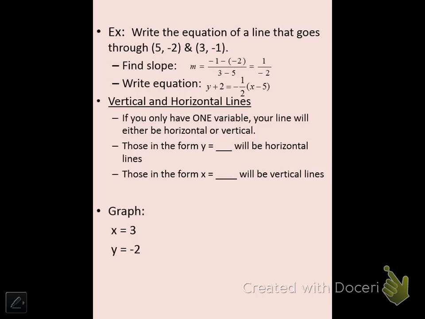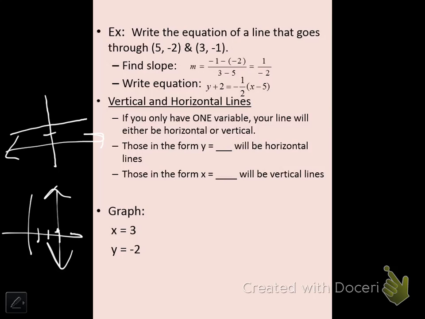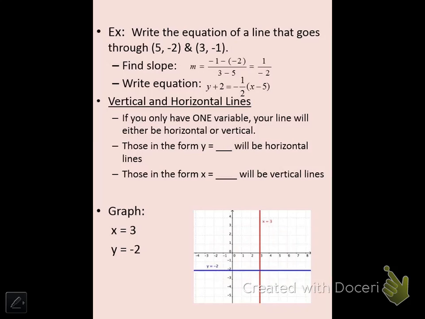Okay, so if we were graphing x equals 3, it should be this way, and the 3 is going to be on my x-axis at 3. Okay, when I do y equals -2, it's going to look like this, at -2 on my y-axis, like this.